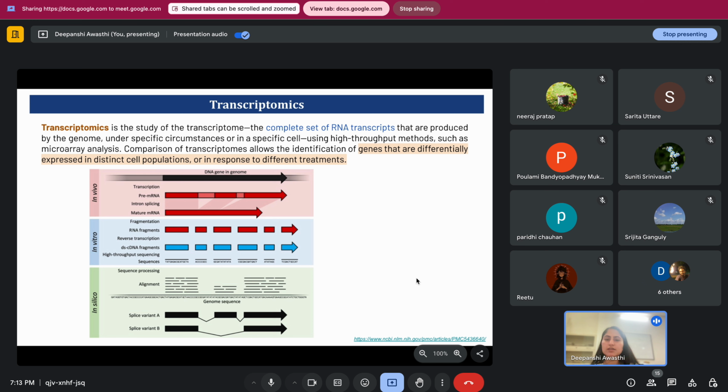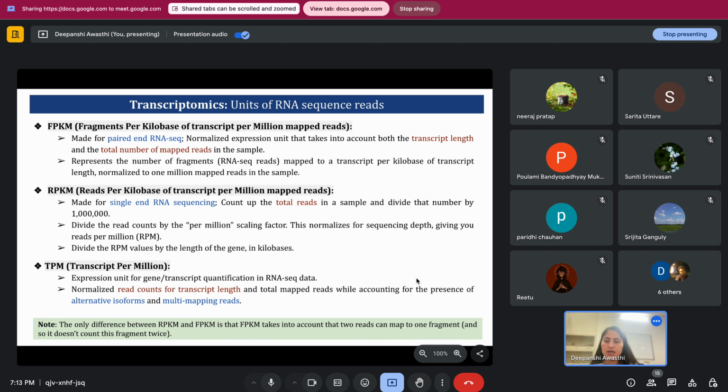So this is about transcriptomics and the units. Now if you are doing RNA sequencing, then there are multiple reads which are generated. There are some units associated with these reads, to calculate the number of reads and how good your RNA sequencing output is. For that we have different units. One is FPKM, which is the fragments per kilobase of transcripts per million mapped reads. This is generally used for paired end RNA-seq.